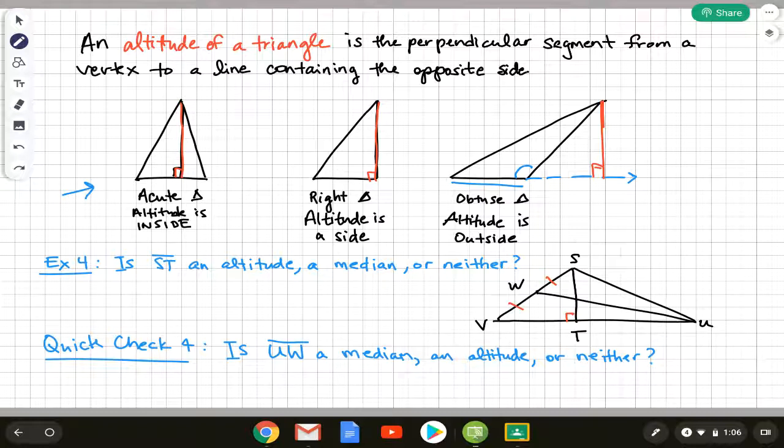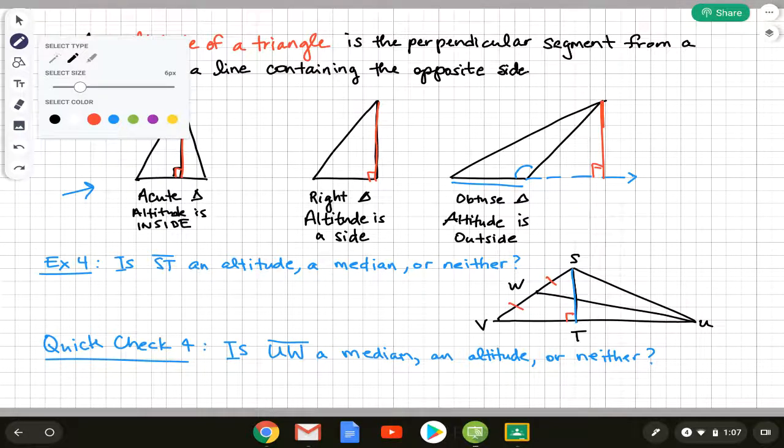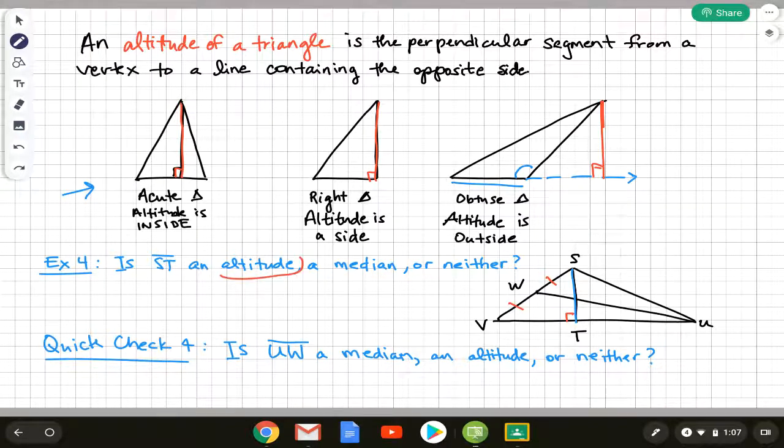So example 4, now we have to be able to distinguish, do I have an altitude, do I have a median, or is it neither one? If I'm looking at the line ST in the triangle that's drawn, this line with blue, is it an altitude or a median or neither? Okay, so this time it's an altitude because it's drawn from a vertex to the opposite side and it's at a right angle. It's a perpendicular line.